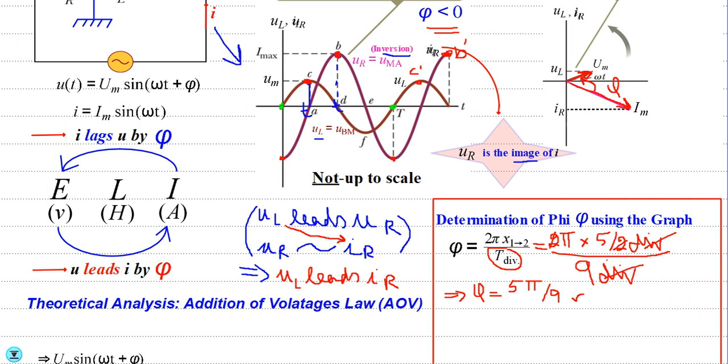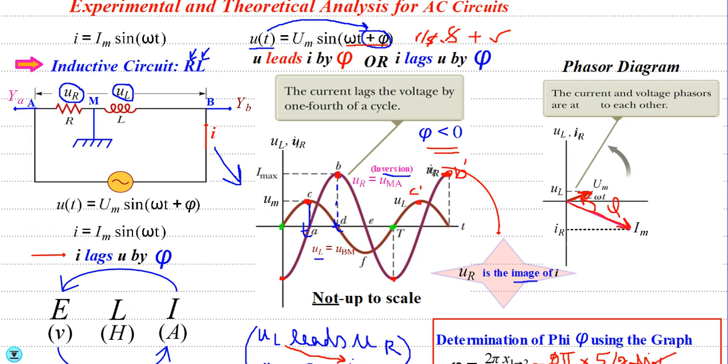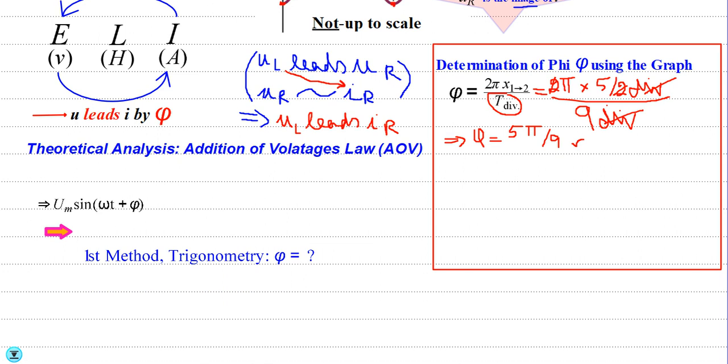Why? Because we have here omega t plus phi. So omega is in radians per second times second plus something. So second over second will cancel out, plus it has to be in radians so that it will be compatible with the angle theta, which is omega t plus phi.